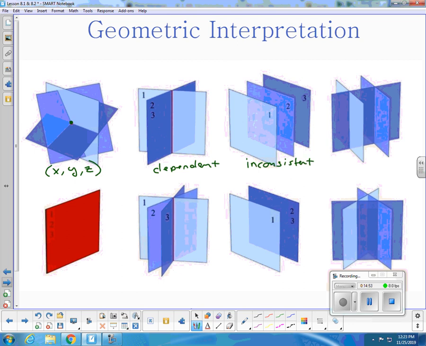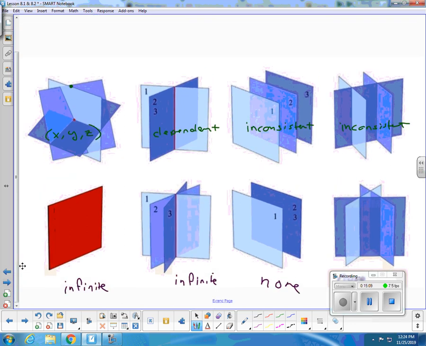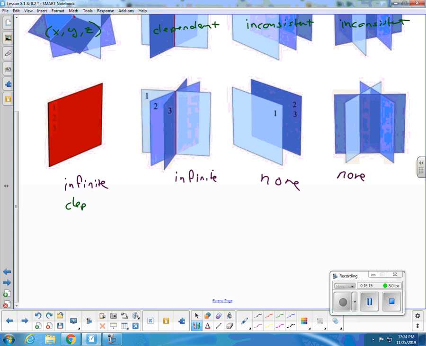What about this guy? Do all 3 planes connect in this one here? No, so it is inconsistent. All 3 planes have to touch together. Here all three planes are actually the same plane. So that's infinite, dependent. Okay? Same thing, if it connects at a line, it's dependent. Parallel again, inconsistent.